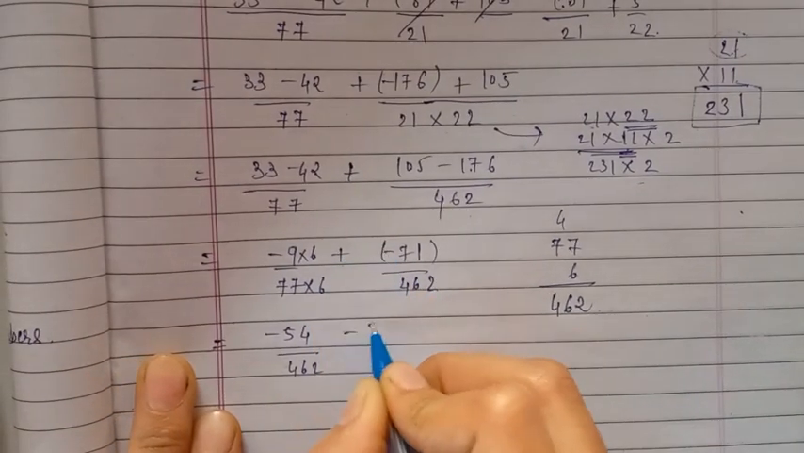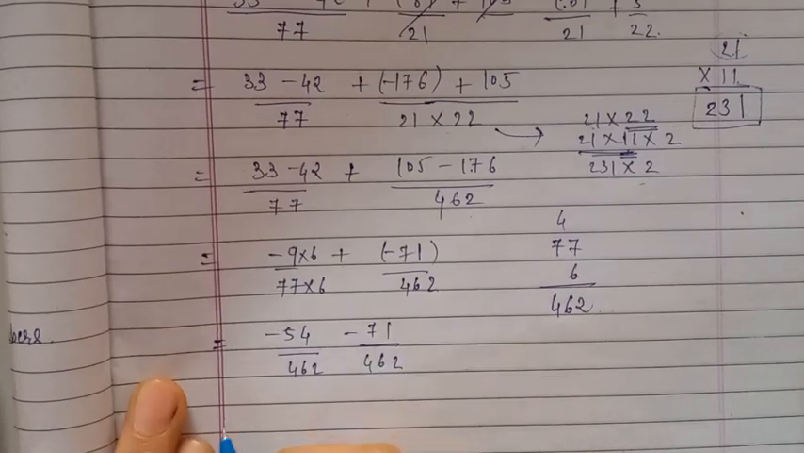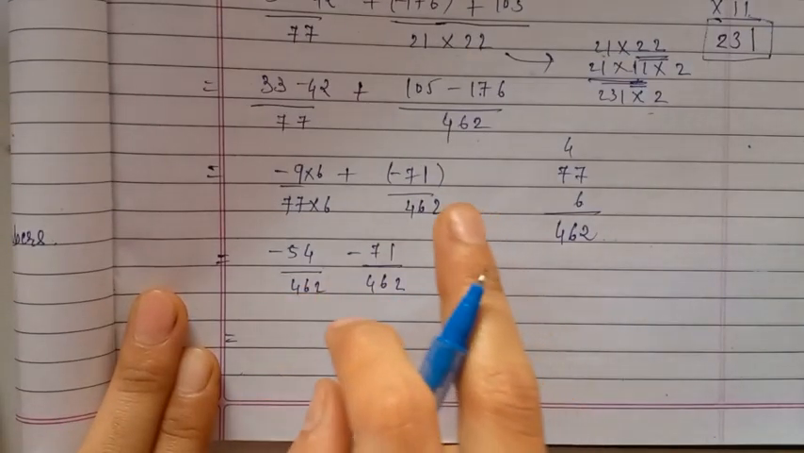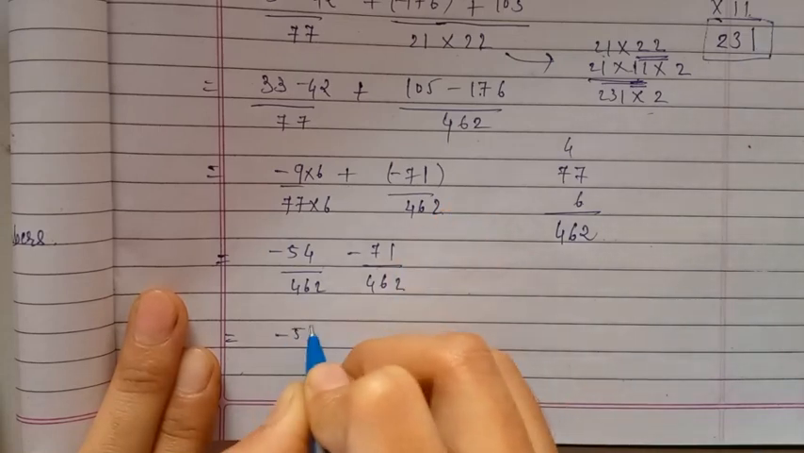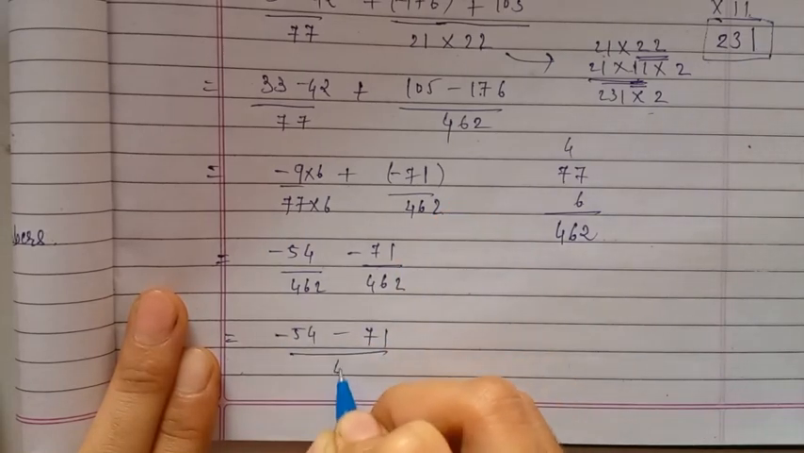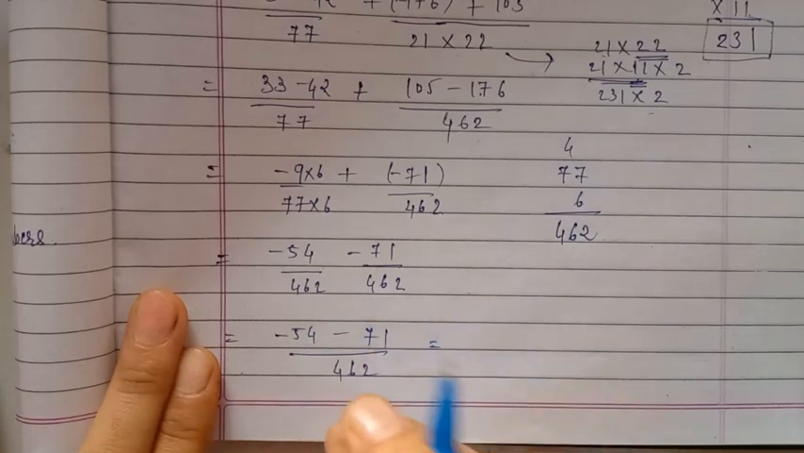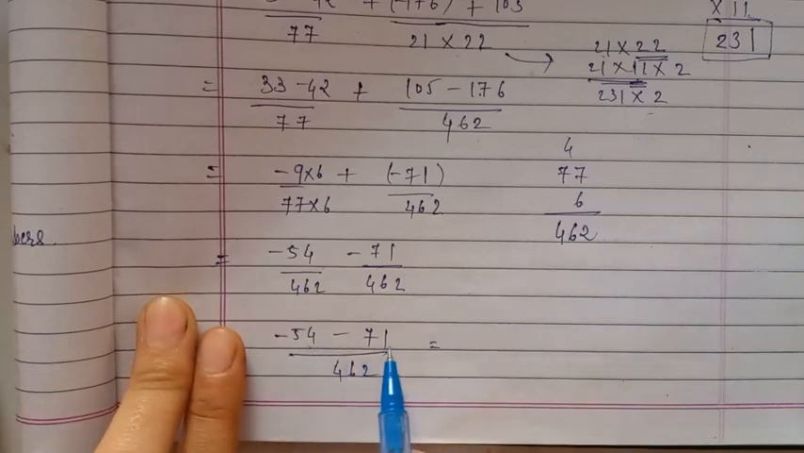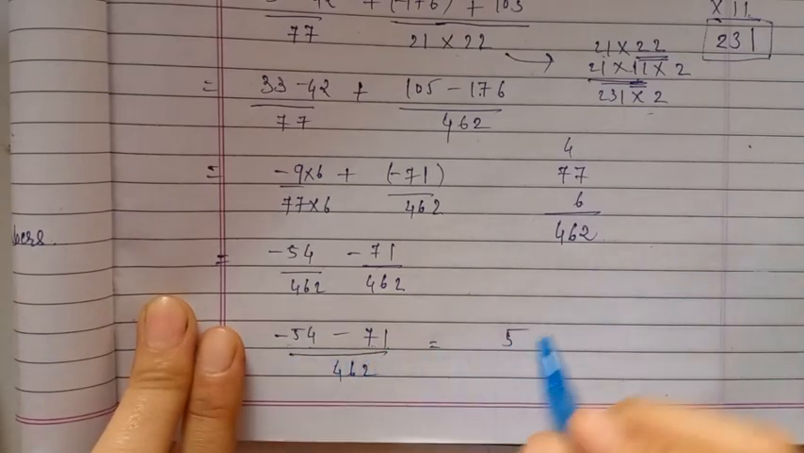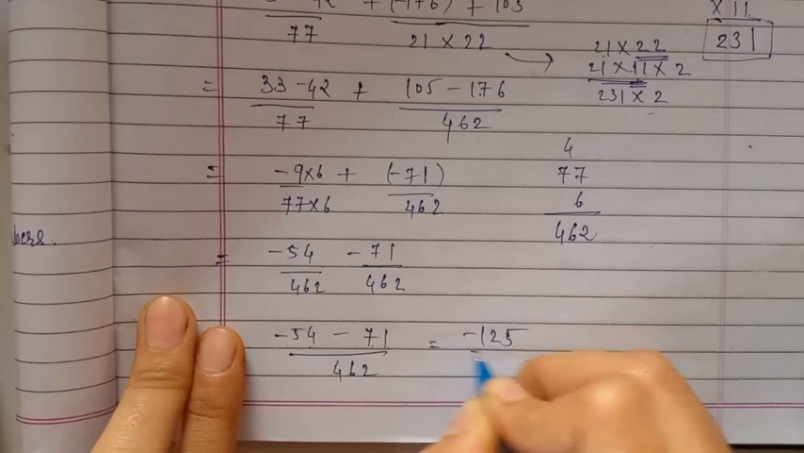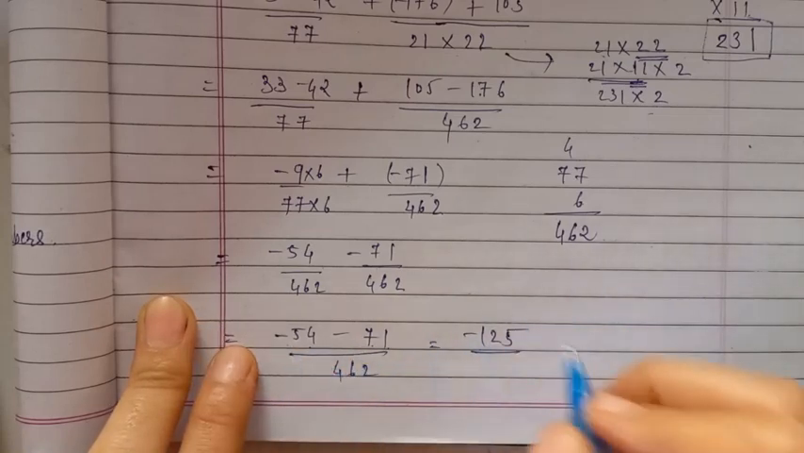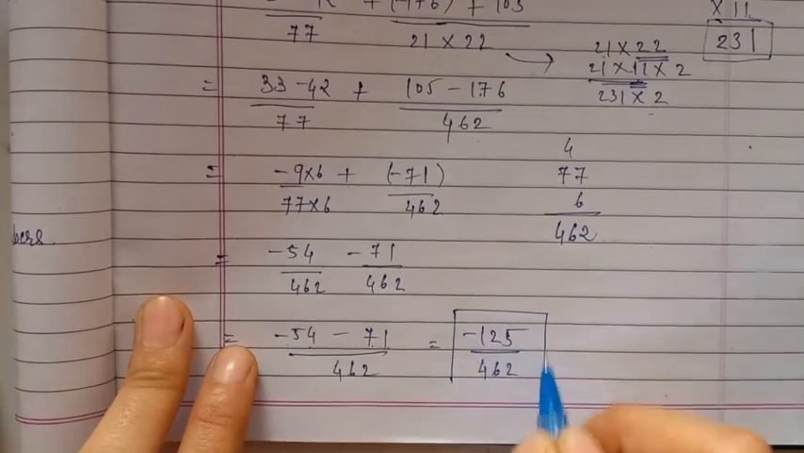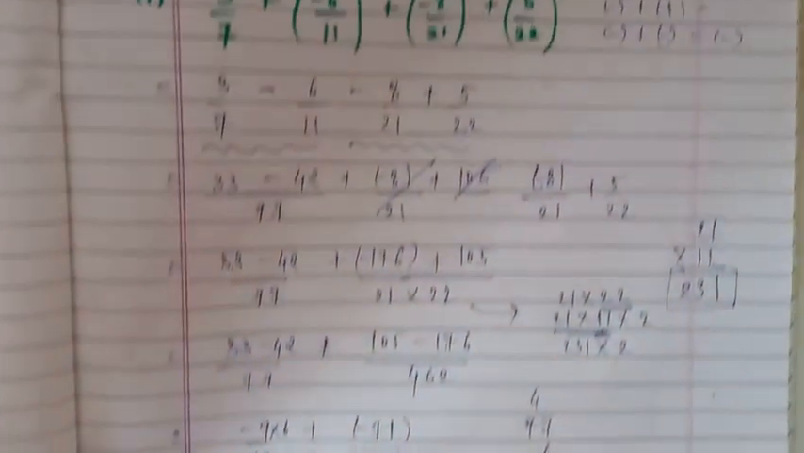Now we finally have the same denominator, so we can add or subtract our numerators. Now we have two negative numbers, so we add these two. 54 plus 5, 59... our answer will be negative because we have two negative numbers in addition. So this is our answer of this question.